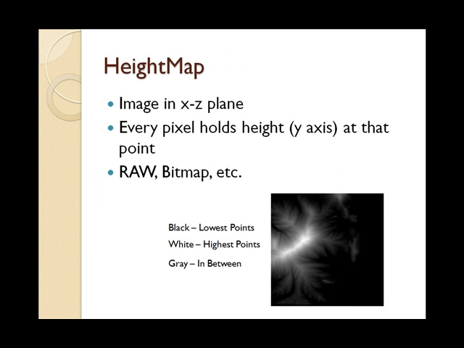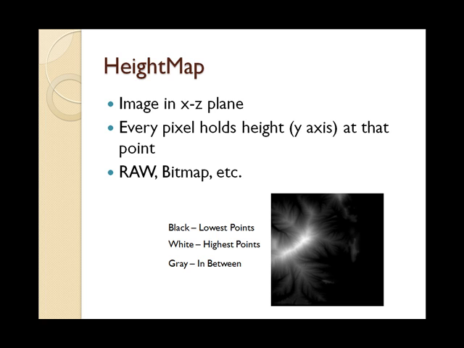The height map is nothing but an image in the XZ plane, and it is something similar to the image shown on this slide. The information that it holds is of course the X and Z coordinates, and for every point on the X and Z coordinates it holds a pixel which is either black or white or anything in between, that's gray. And so every pixel holds the height in terms of the y-axis at that point.